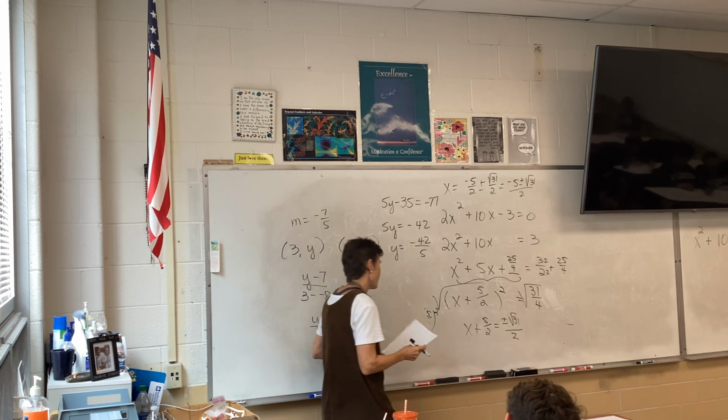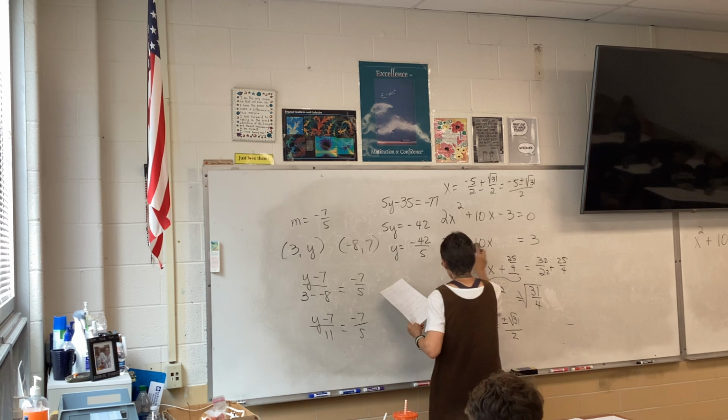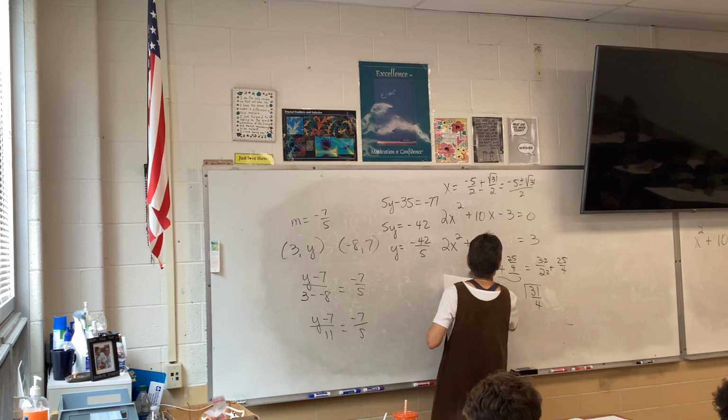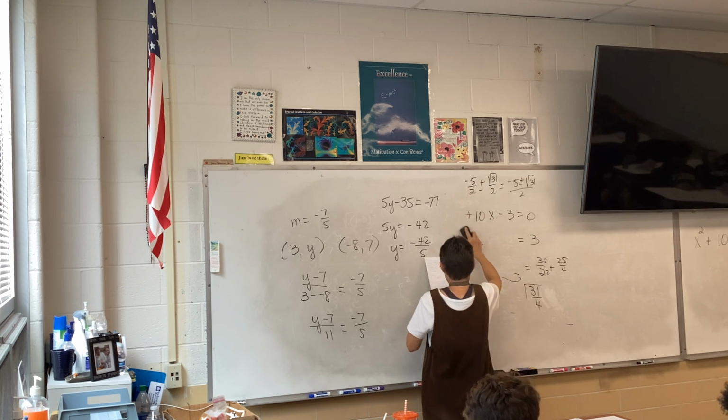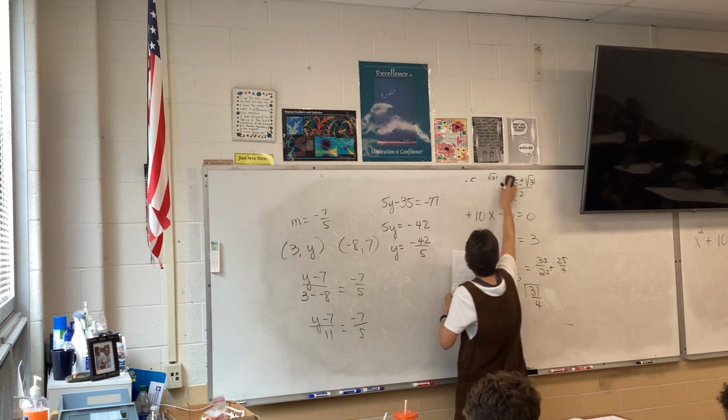All right, 2 more, and they're kind of the same. Write the slope-intercept form of a line that is parallel to this one.